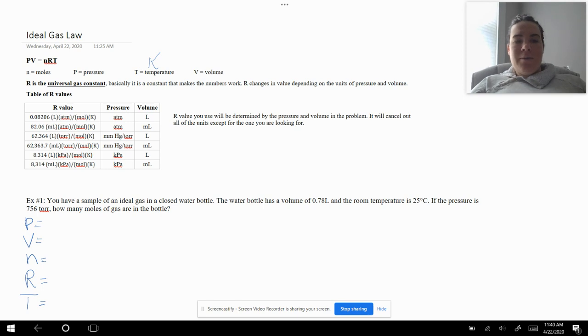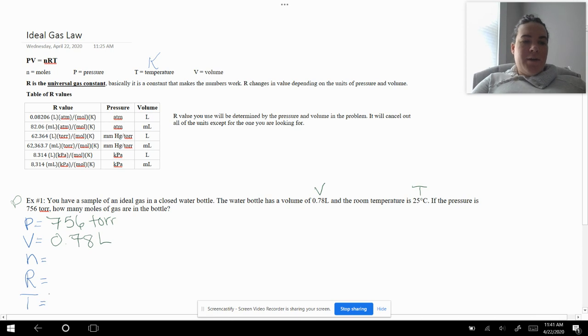So in our first example, we have liters. That's a volume unit, so that'll be our volume. We've got temperature. That's in Celsius. We'll have to change that to Kelvin. And then torr is our pressure. So we'll fill in what we know. We've got 756 torr. That's our pressure. Volume is 0.78 liters. The temperature is 25. We want to turn that to Kelvin, so plus 273, and that's 298.